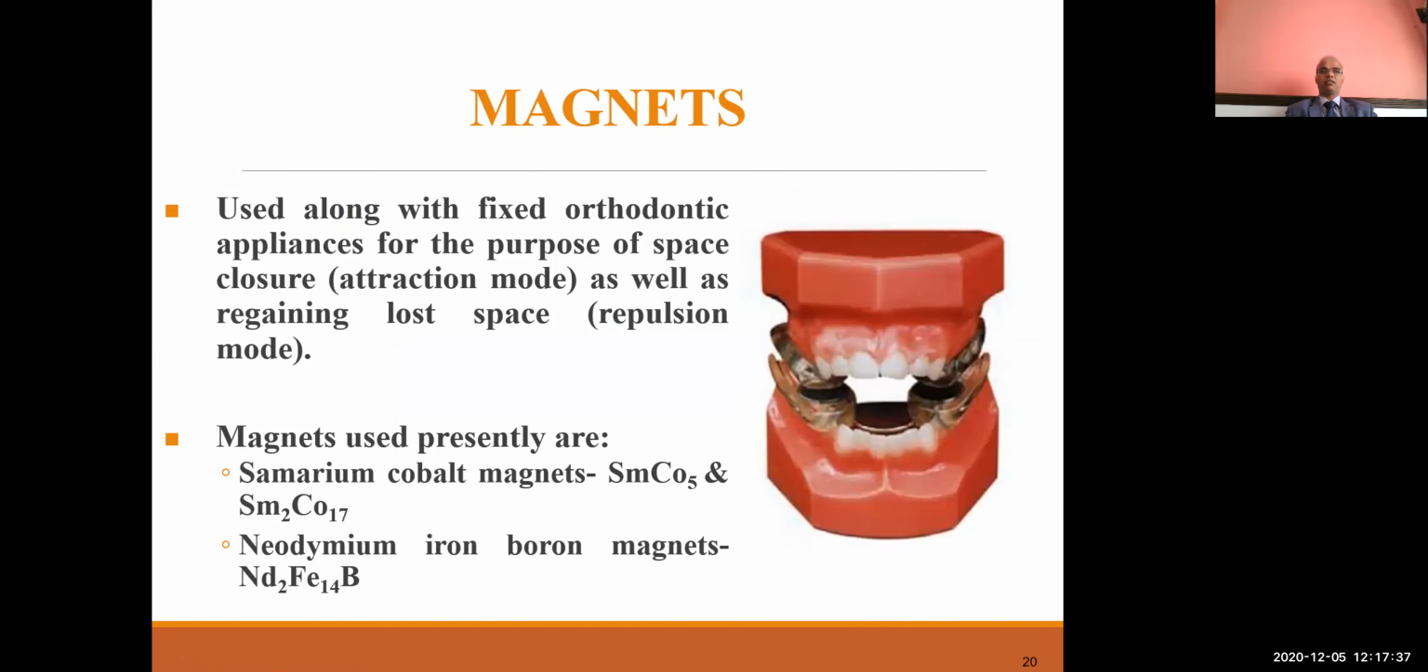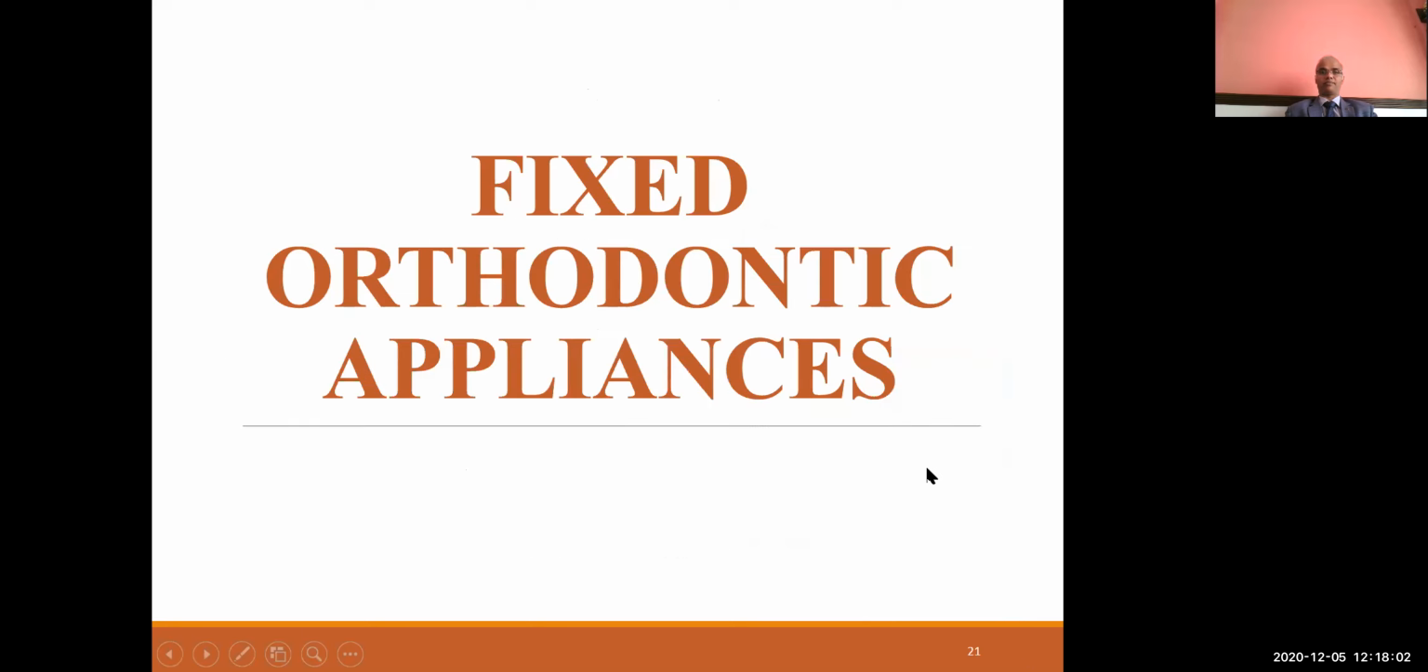Magnets. The magnets are active components used along with the fixed orthodontic appliance for the purpose of space closure, in attraction mode, as well as regaining of lost space, as in repulsion mode. Magnets used presently are samarium cobalt magnets or neodymium iron boron magnets.